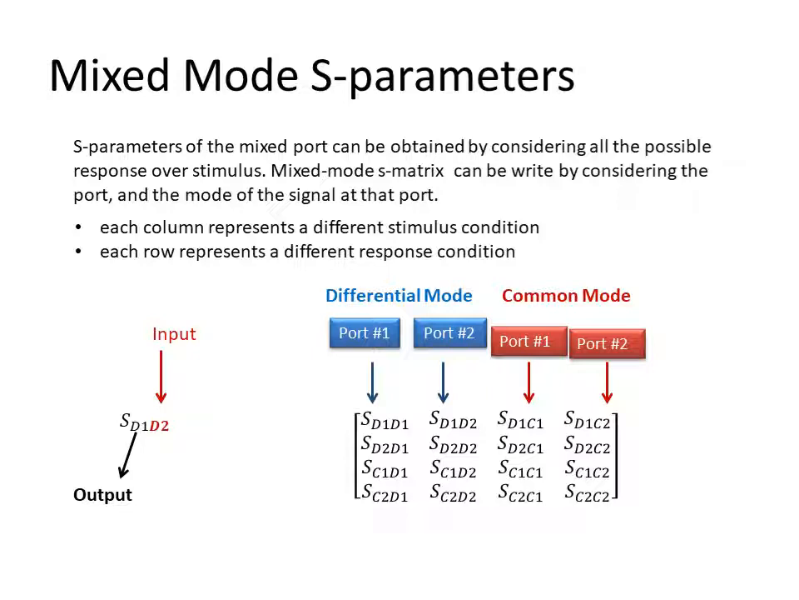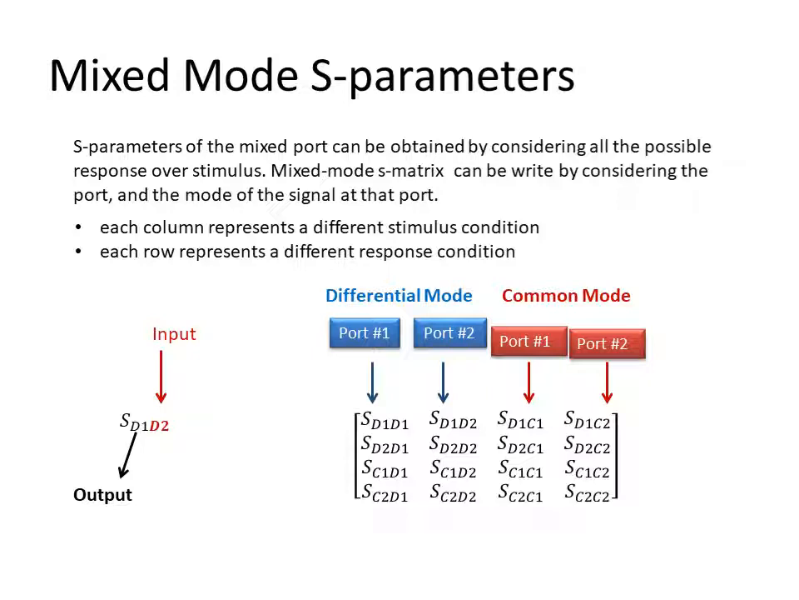Actually, we divide this matrix row wise and column wise. So if we see column wise, the first 2 columns are differential mode. If we see row wise, the first 2 rows are again differential mode. So see this diagram. The first element is SD1D1. D1 means port 1 in the differential mode configuration. Similarly, see the third element D1C1. It means port 1 in the common mode configuration and similarly port 1 in the differential mode configuration. So in that way we define each element of this matrix.